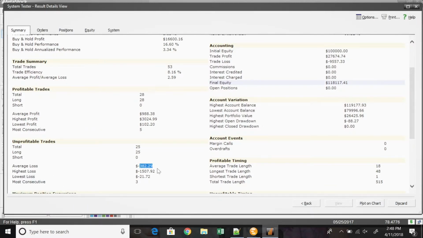Unprofitable trades. So my average loss when I lost something was $382. Highest loss was $1,507 and lowest loss was $2,172.